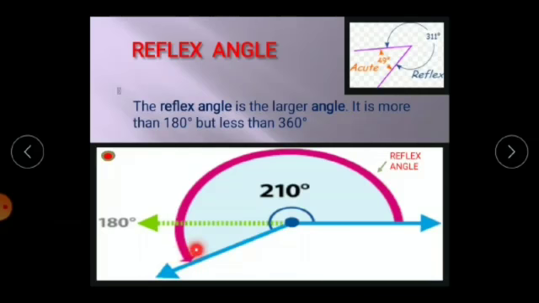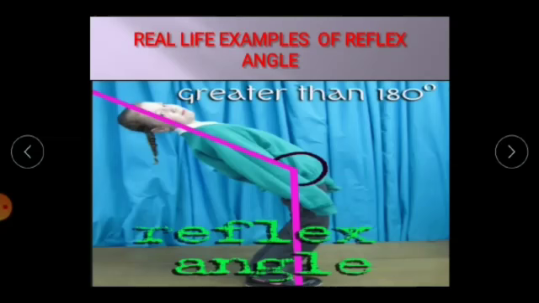Reflex angle. An angle whose measure is more than 180 degrees but less than 360 degrees is known as reflex angle. These are the real life examples of reflex angle.